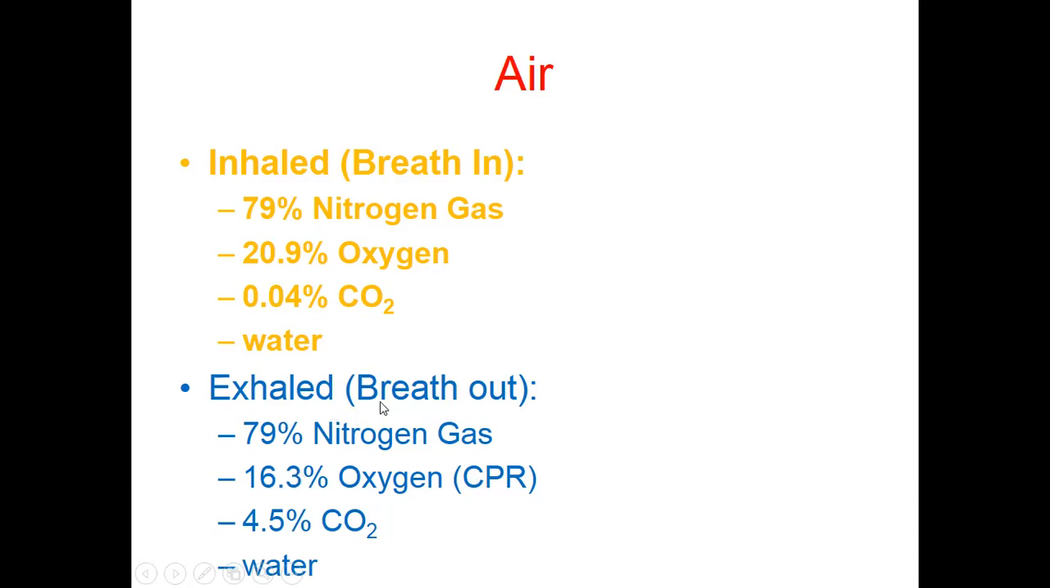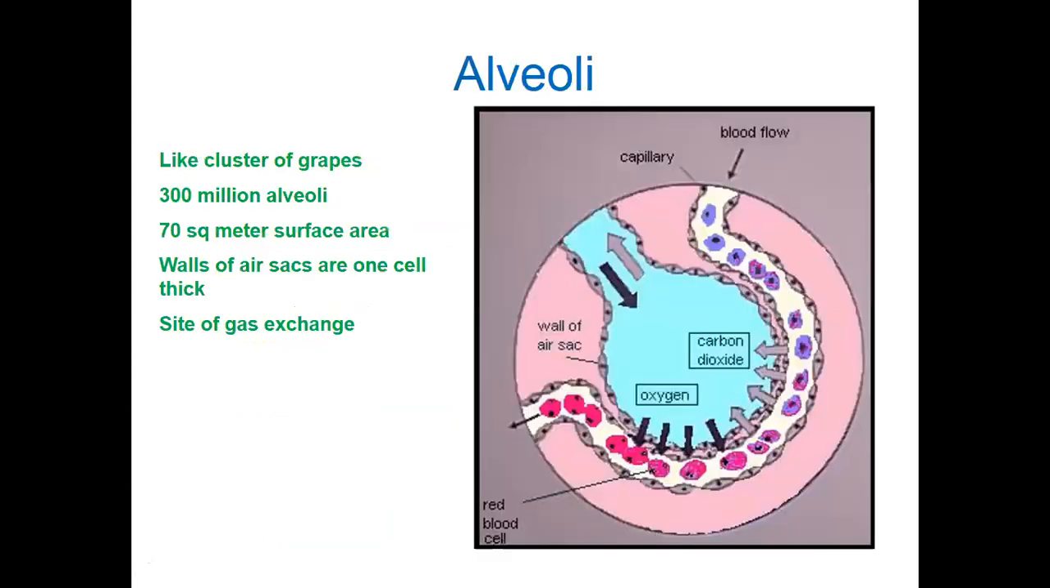In exhaled air, what we breathe out, the amount of nitrogen is still the same. The amount of oxygen is 16.3, which means it decreases, and that of carbon dioxide increases from 0.04 to 4.5. Water exists in both inhaled and exhaled gas.